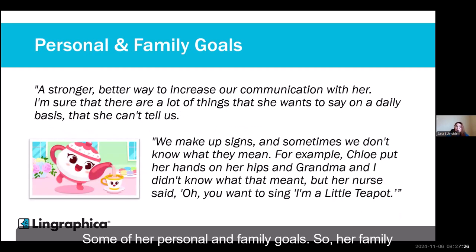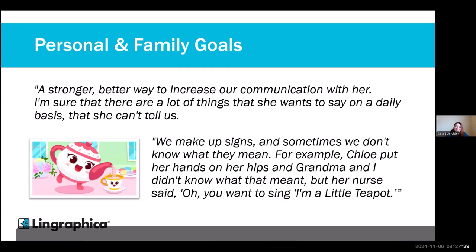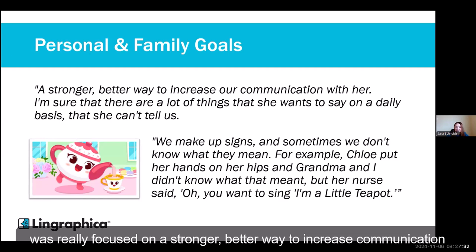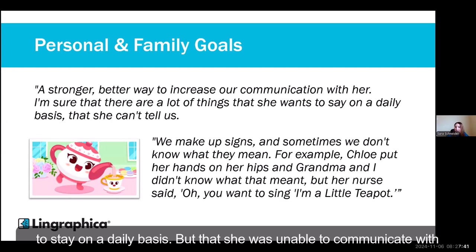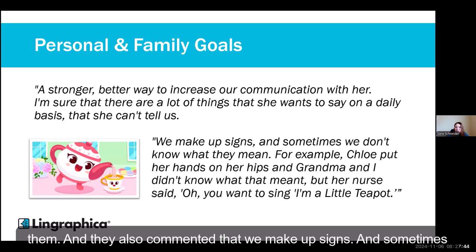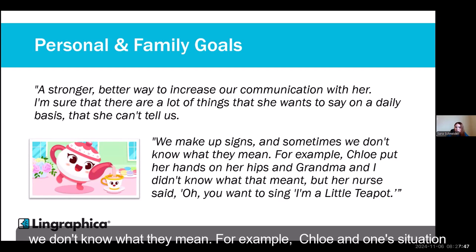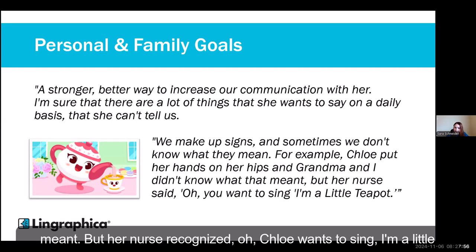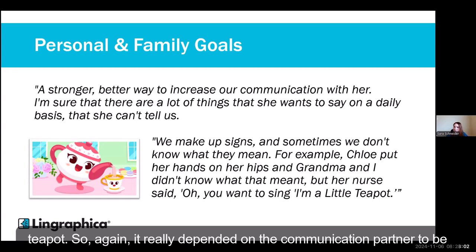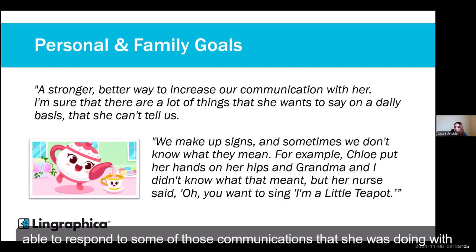Some of her personal and family goals. So her family was really focused on a stronger, better way to increase communication with Chloe. Again, they felt that there were a lot of things that she wanted to say on a daily basis, but that she was unable to communicate with them. And they also commented that we make up signs and sometimes we don't know what they mean. For example, Chloe in one situation put her hands on her hips, and grandma and mom did not know what that meant, but her nurse recognized, oh, Chloe wants to sing "I'm a Little Teapot." So again, it really depended on the communication partner to be able to respond to some of those communications she was doing with her signs.